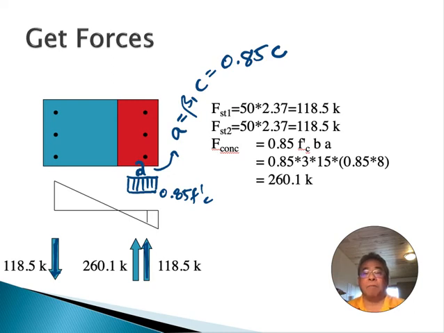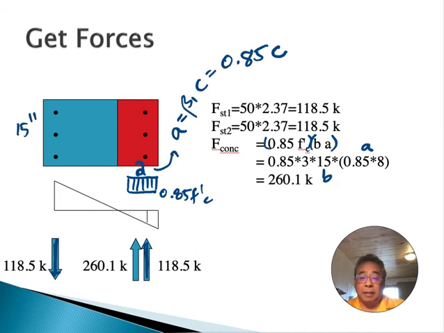And so we have 0.85 f'c is the stress, and B times A is the area. Okay, B is 15. This is 15 inches wide. And A is beta 1 times C, and we had picked C as 8 inches. So A is 0.85 times C, and you multiply that all out and you get 260.1 kips.